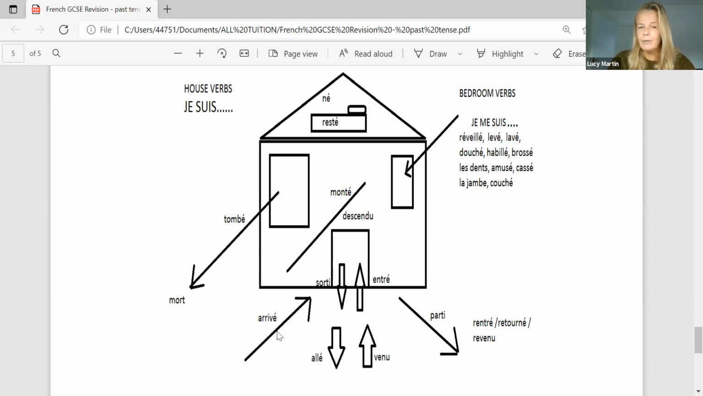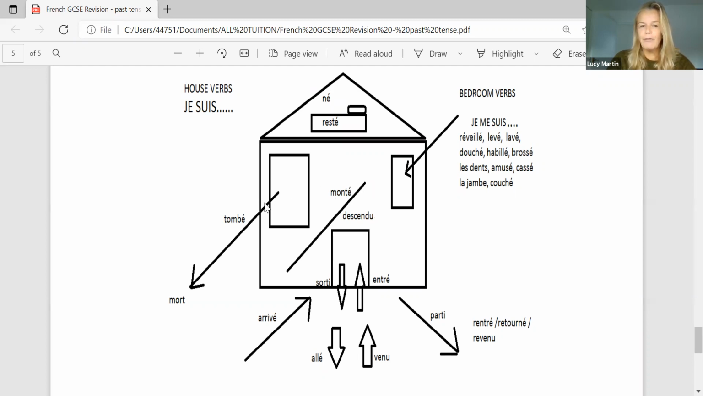Arriver, you've got your E acute from the verb arriver with an ER. And partir, you've got an I from your verb partir. So it just goes to parti. Then, once you're inside the house, you've done your coming and going, entering, exiting, arriving and departing. Now we're going up and down the stairs. Monter and descendre are the verbs. Monté and descendu are your past participles.